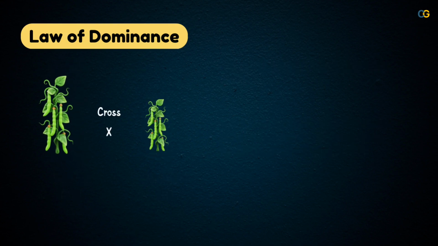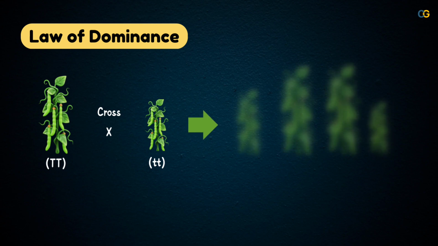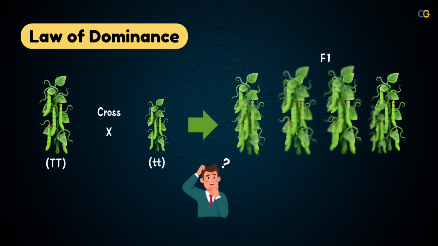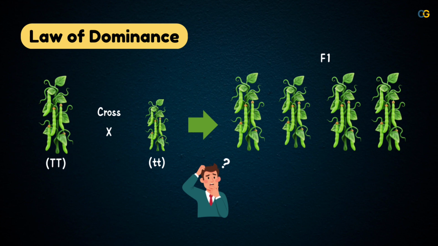Mendel crossed these two pure or homozygous tall and homozygous short plants and expected a result probably to get some medium sized plants or some short and some tall plants. The result of the first generation was a shock to himself, where he got all tall plants.